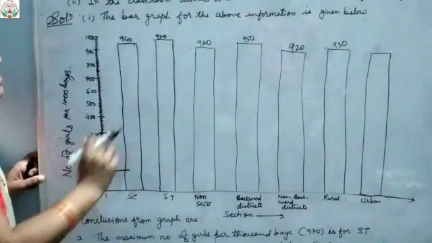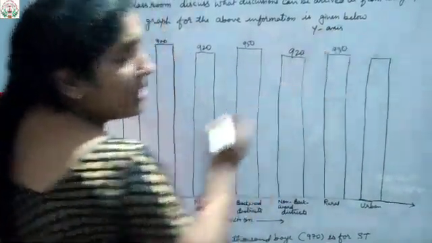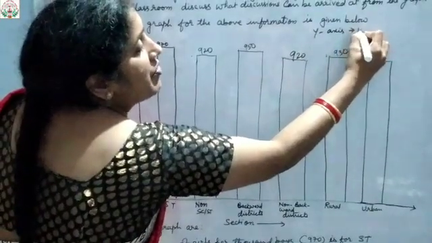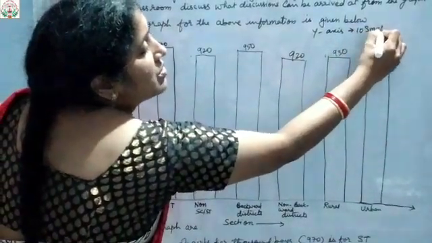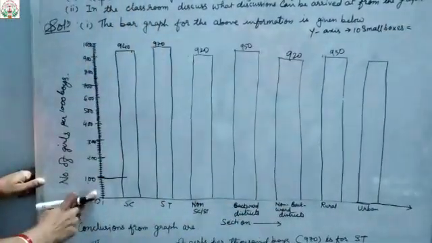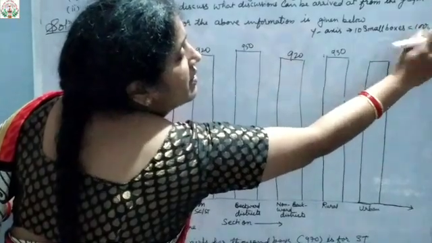Okay, in the y-axis, what will the scale be? Scale on the y-axis. In that, you can write 10 small boxes equals how many girls? 100 girls.